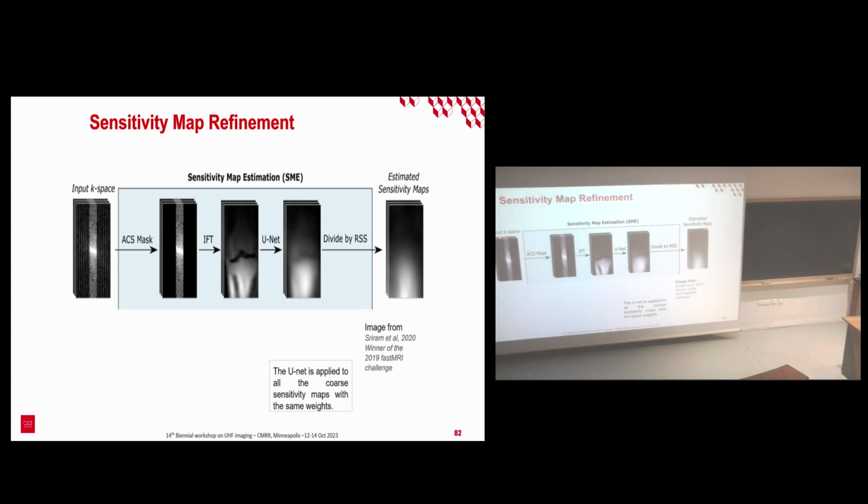You have your input k-space data stacked over the coil dimension. You basically apply a mask over the central k-space lines if you are doing Cartesian acquisition. If it's non-Cartesian, you are just, for instance, taking small regions corresponding to low frequency, because sensitivity maps are low frequency information. Then you go to the image domain by applying an inverse Fourier transform. You denoise using a U-Net, and then you reconstruct each coil-wise sensitivity map just by dividing by the square root of the sum of squares.